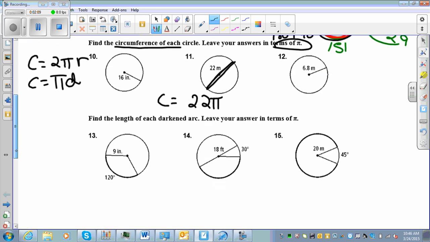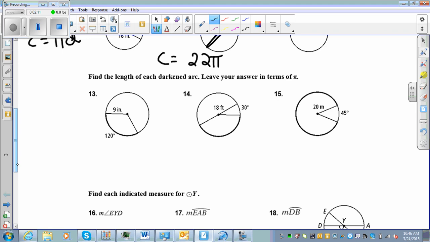Then you do, of course, 10 and 12. So 13 and 15 is what I have to do here. It says find the length of each darkened arc. So this is the arc we're looking for. And leave the answers in terms of pi.